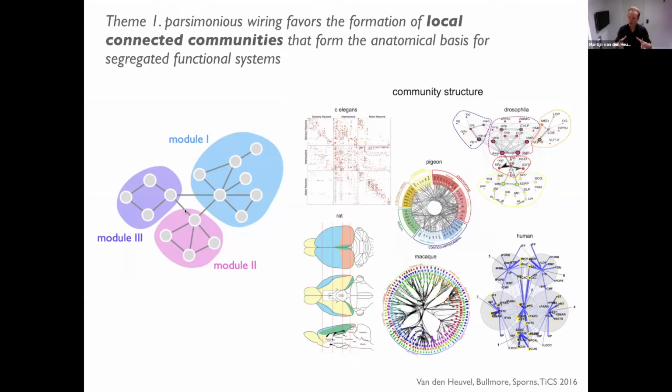Well, if you want to cramp as many connections into a limited amount of space, because in the end, our brain has to fit within our skull, that's the physical limitation that our brain has, then if you prefer short-range connections, you can cramp in more connections in the same amount of space. Now, these short connections form local segregated communities.